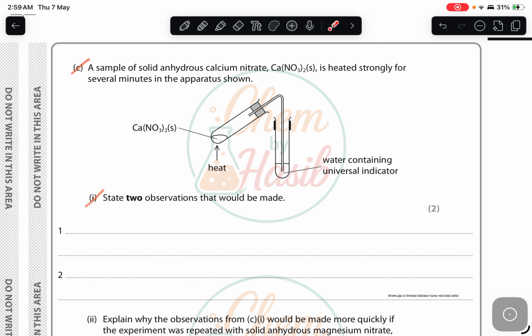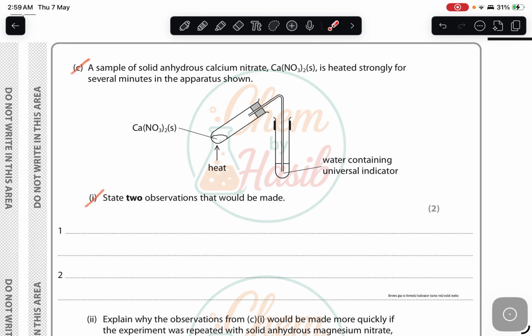So I have already written the answer for you. Just let me show you the answer. You can write any 2. There are 3 answers here. Just let me make it a bit larger for you. You can write any 2 of the answers here: that a brown gas is formed, or that the indicator turns red, or that the solid melts.